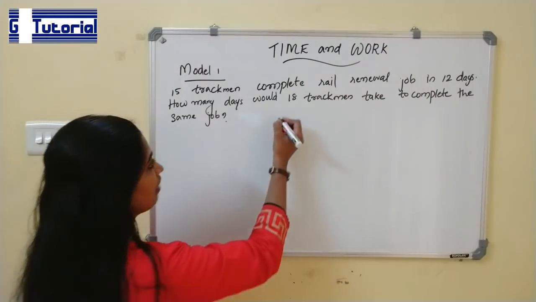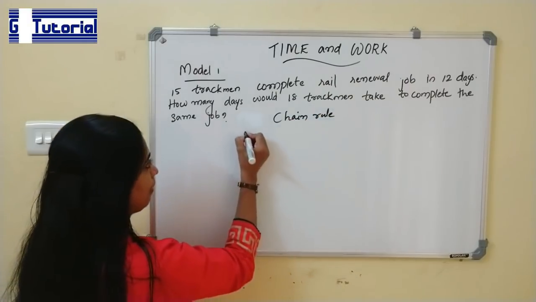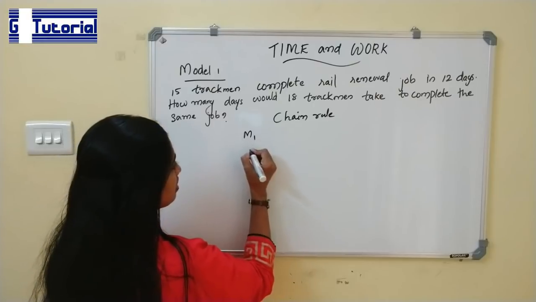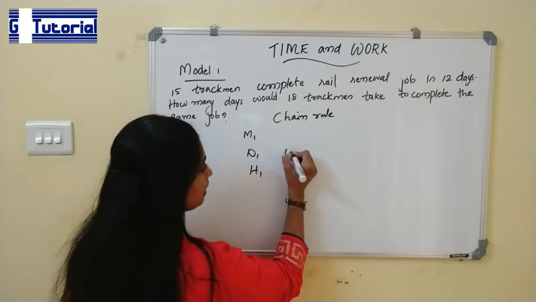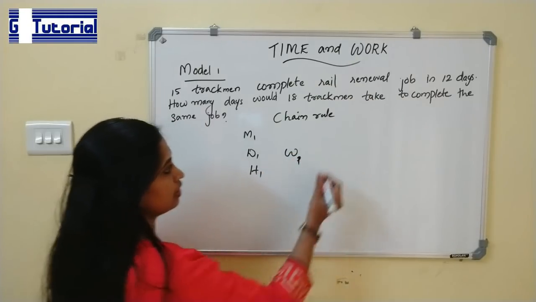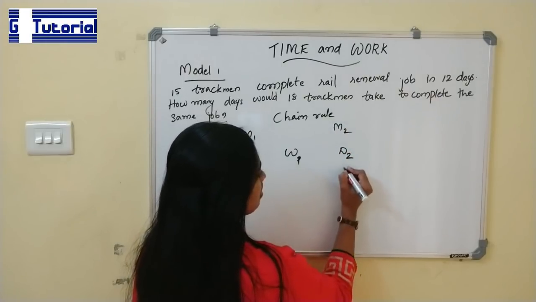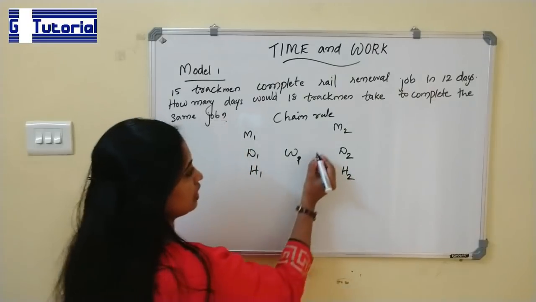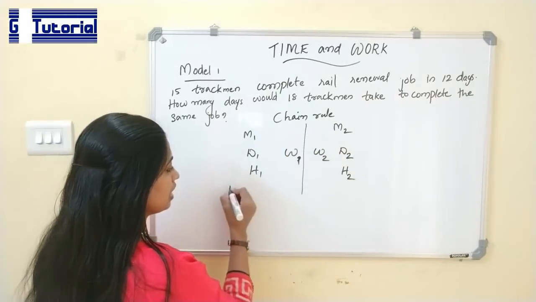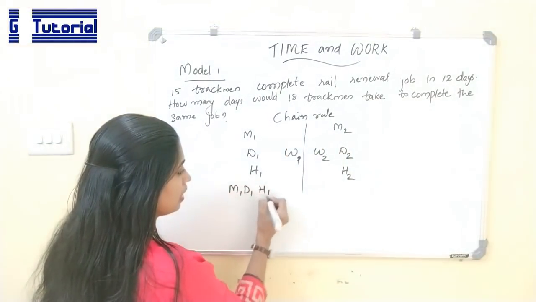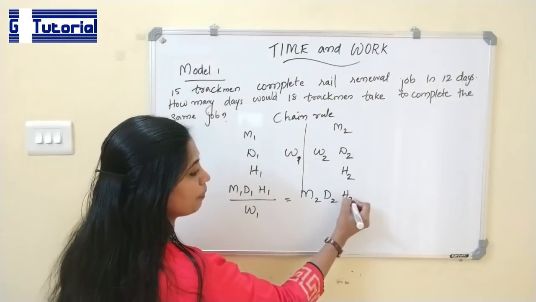So in order to do this, we have to understand what is chain rule. If M1 men do work for D1 days by working H1 hours, the work completed is W1, then M2 men do work for D2 days doing H2 hours work, then the work completed is W2. Then the relation between these two is M1 D1 H1 by W1 is equal to M2 D2 H2 by W2.